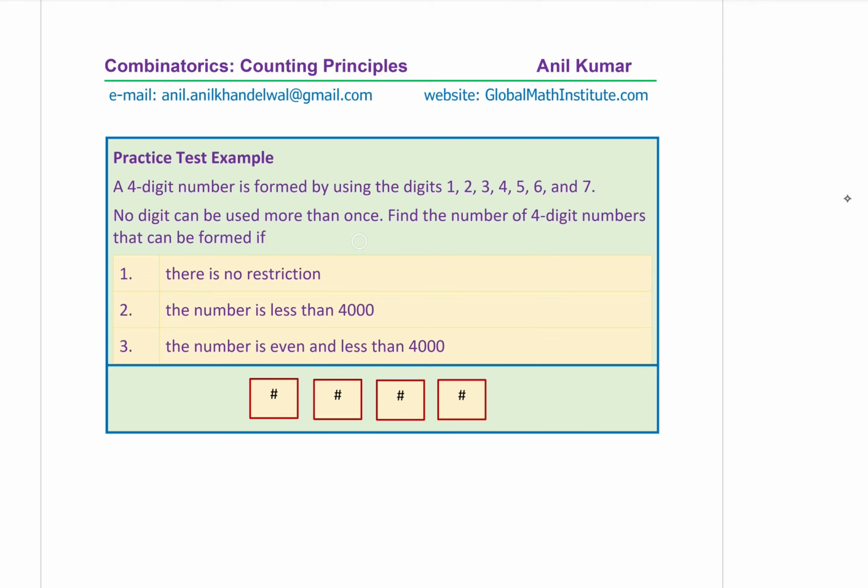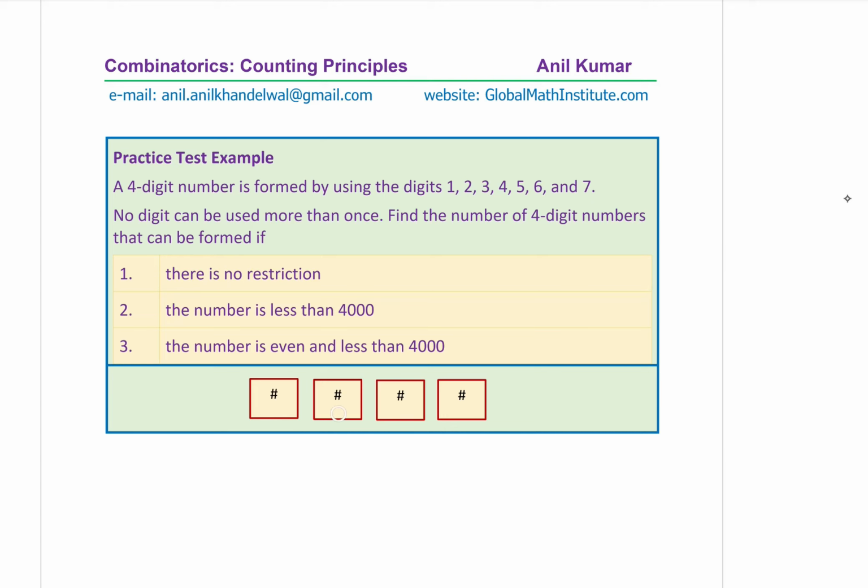Find the number of 4-digit numbers that can be formed if there are 3 cases. First, there is no restriction. So if there is no restriction, then how many 4-digit numbers can be formed using the numbers 1, 2, 3, 4, 5, 6, and 7? That becomes the question. Question number 2 here is the number less than 4,000. So you have to form a 4-digit number which is less than 4,000 using the digits 1 to 7. And third option is that the number is even and less than 4,000. Perfect. We'll use our rules of multiplication or addition to find the answer, right?